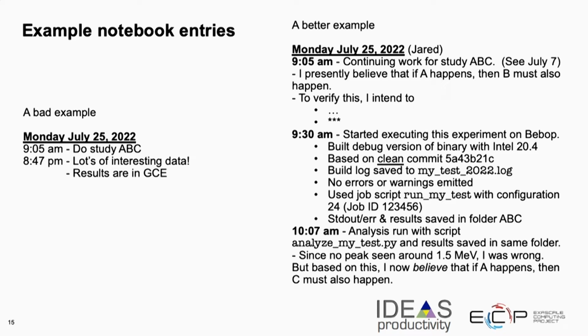At 9:30, that's where I start executing that recipe. So I tell you I'm going to be running this on a system called Bebop. I'm going to be using a debug version with Intel. I'm building in a clean commit, and I build it, and I tell you that I put all of the build output in this nice log file.